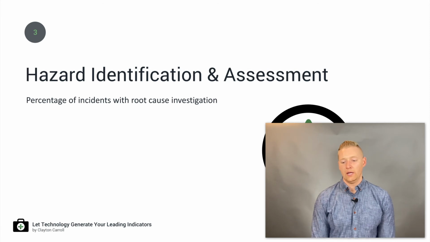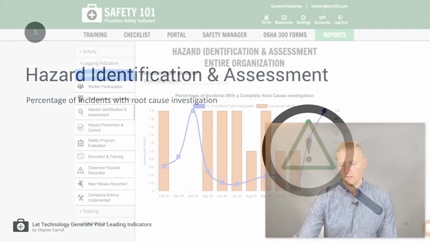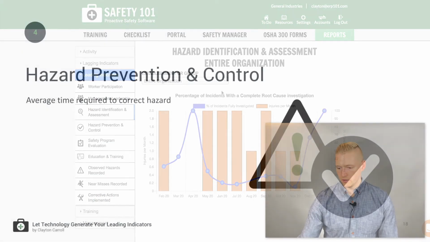That's the power of safety software: it allows you to uncover trends and view reports like a hazard identification and assessment leading indicator report, which is right here. This is contrasting the percent of incidents investigated with the number of injuries per month. Let's go to the next one.